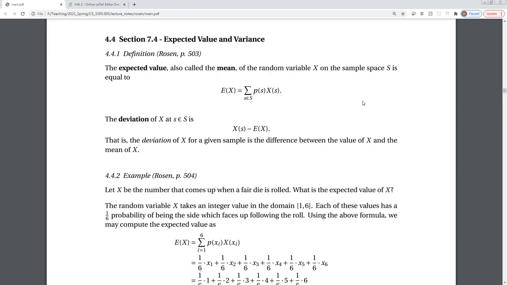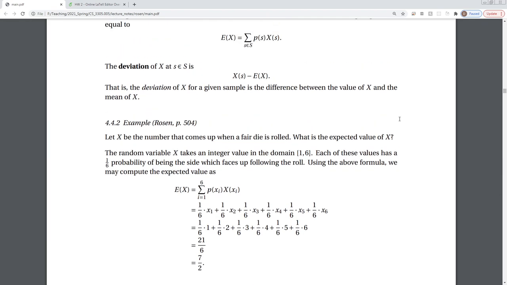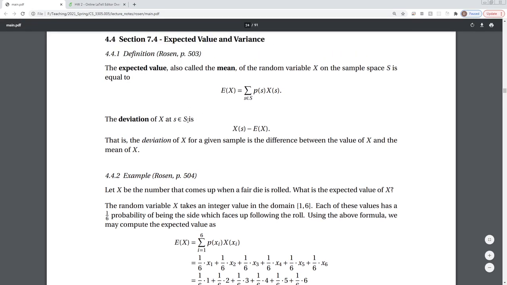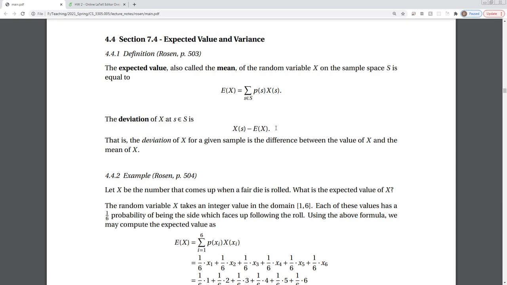Again, that's just an average. It's always a surprise whenever you land exactly on the mean. You just expect it to hover around there most of the time. So the deviation of X at s in S, so some sample in our space, is X of s minus E of X, right? By definition, the deviation of X for a given sample is the difference between the value of X and the mean of X. So how much did we miss from our expected value? We flipped it 100 times, we got 55, so we missed our expected value by 5 coin flips.